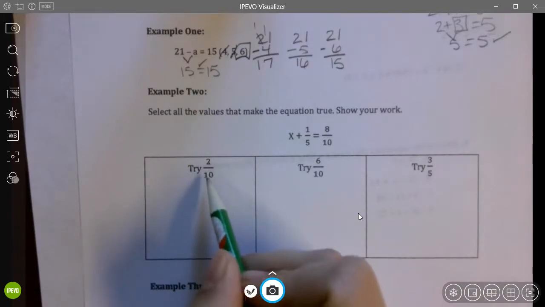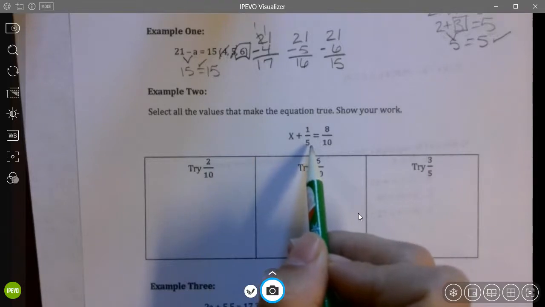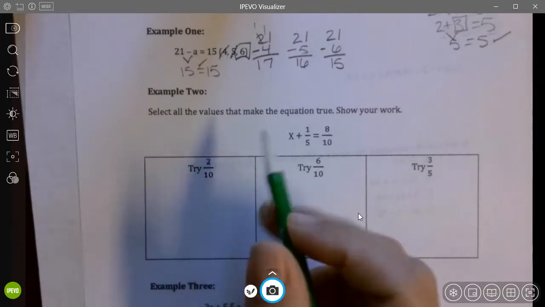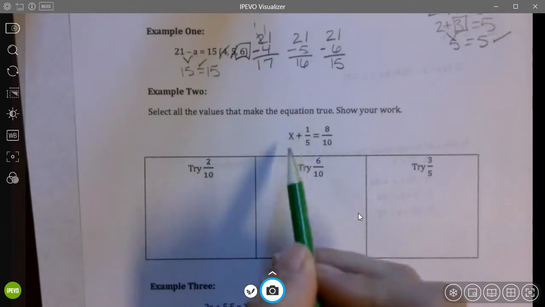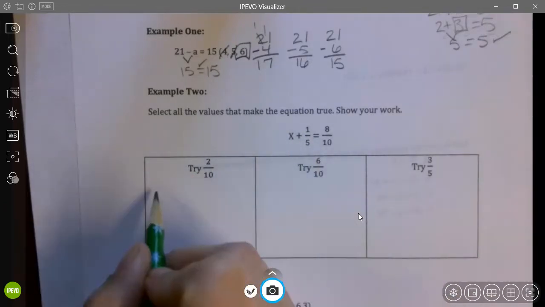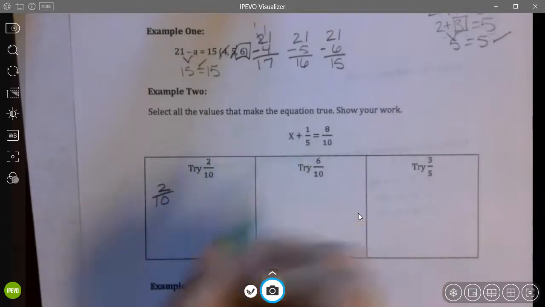I see that this has a denominator of 10 and this has a denominator of 5. So I'm going to have to find an equivalent fraction so I can add them together. Because remember, with fractions, you can't add them unless they have the same denominator. And I am going to have to switch. I'm going to have to change one of my fractions, my 1/5.